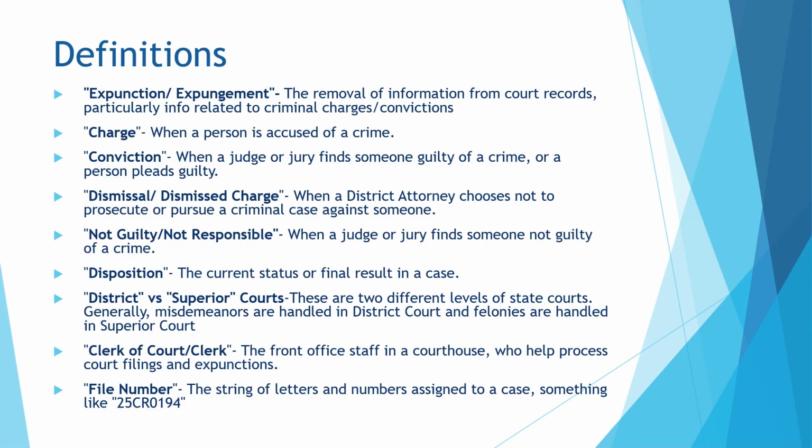The other type of result we're going to talk about is what's called not guilty or not responsible. This is when there was a trial, whether in front of a judge or a jury, and they said, no, we don't think this person is guilty of this crime, or they're not responsible. So that is another circumstance that's going to fall into this bucket. So these are the types of expunctions in the videos we're going to talk about. If your charges were dismissed or you were found not guilty, you were not convicted of a crime.